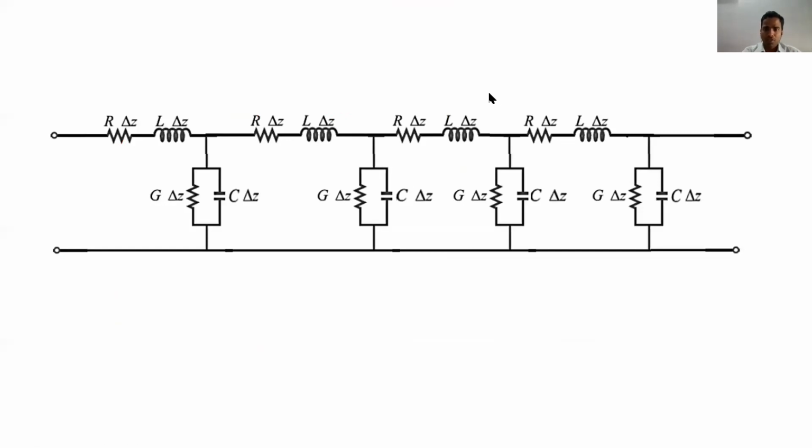So we cannot say that there is an R, L, G, C at a particular place. They are all distributed along the line, and that is why this circuit is called a distributed circuit, and the analysis will be called distributed circuit analysis. Fine. So we analyzed last time, but still we'll revise.